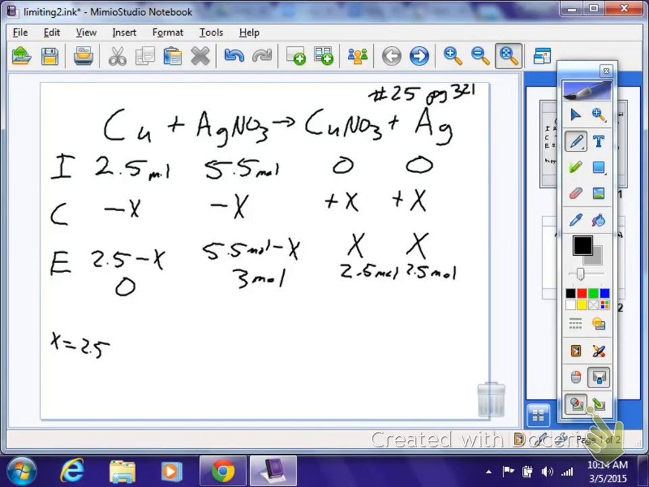Okay, the last one is pretty easy as well. That one asks for how many grams. So D asks for how many grams are produced. So if we've got moles here, all we have to do is convert to grams. So we have 2.5 moles of copper nitrate.